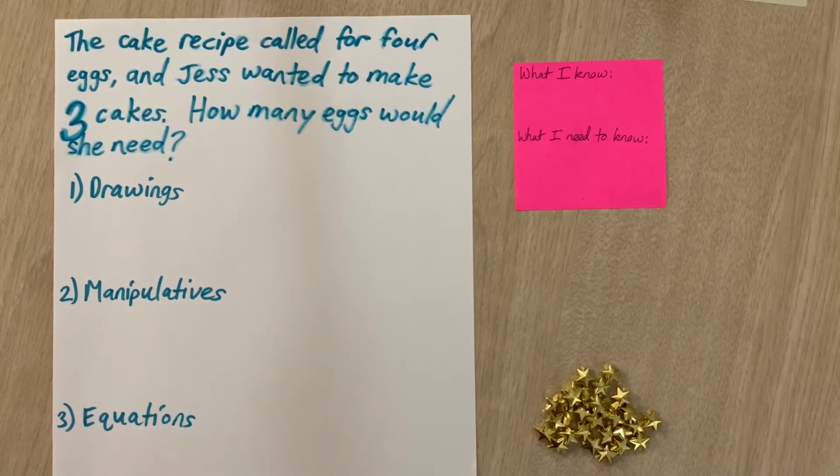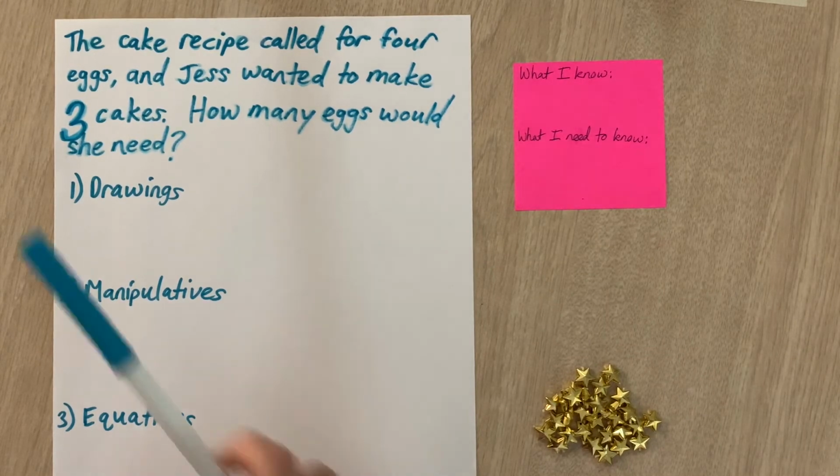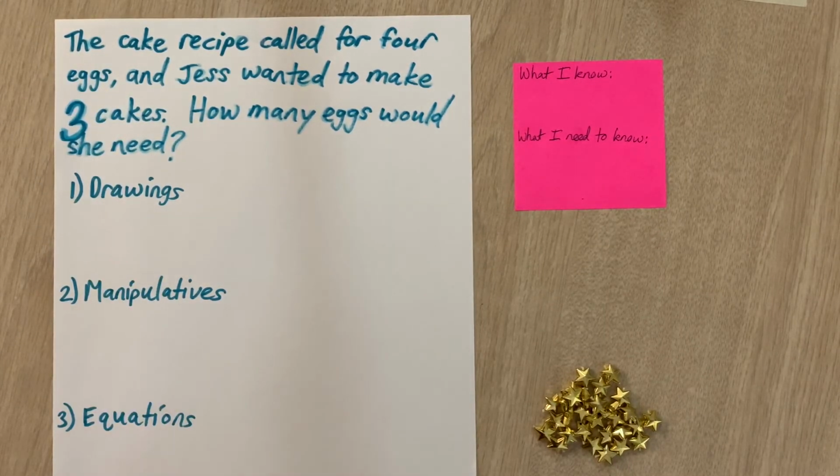Let's try another word problem. So for this one, there's actually going to be an extra step, but I will walk you through it, so we'll be all good. Okay, so let's read it first. So the cake recipe called for 4 eggs, and Jess wanted to make 3 cakes. How many eggs would she need?